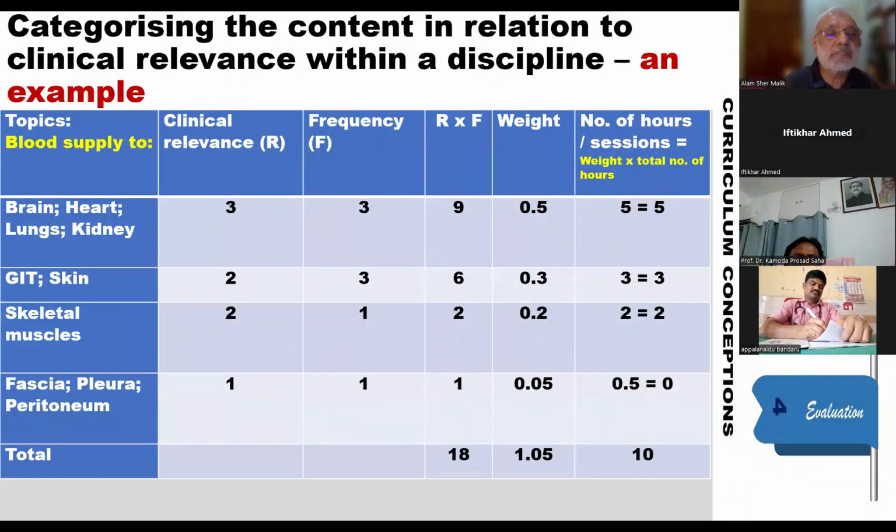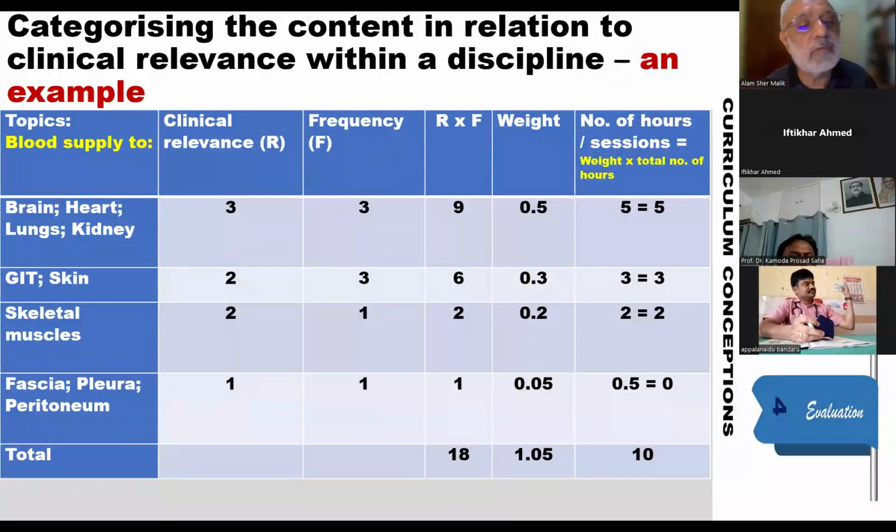Now, here is an example of preclinical, categorizing the content in relation to clinical relevance within a discipline. For example, we are talking about blood supply. Now, blood supply to brain, heart, lungs, and kidney, to GIT and skin, skeletal muscles, fascia, pleura, or peritoneum. We know that the clinical relevance would be very high.